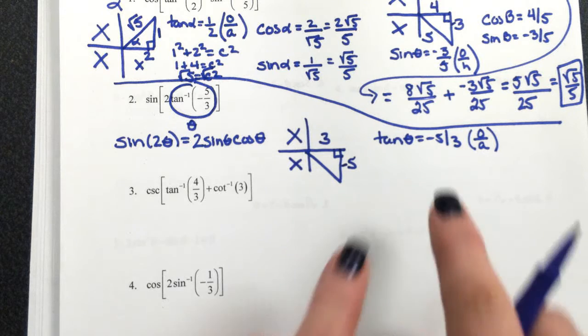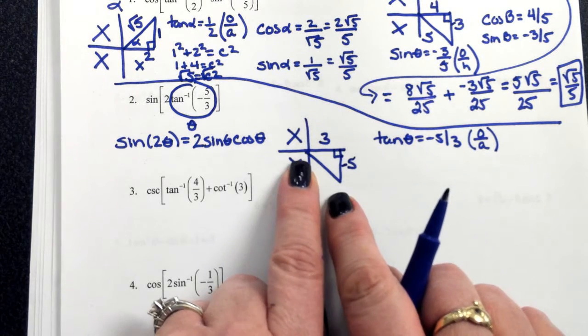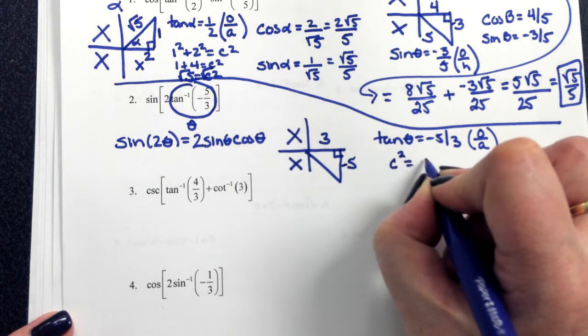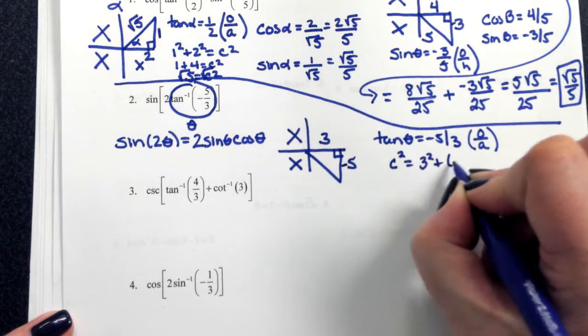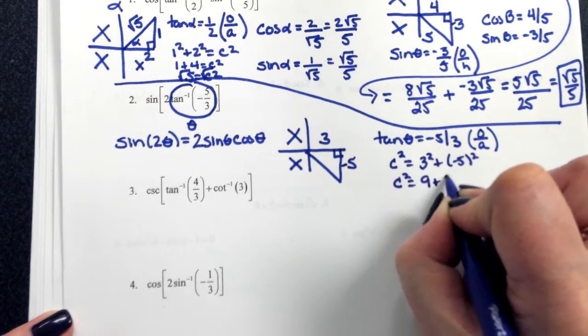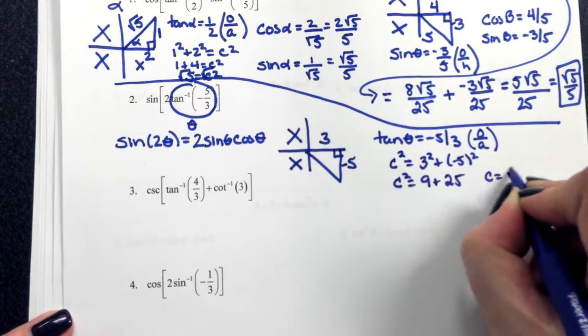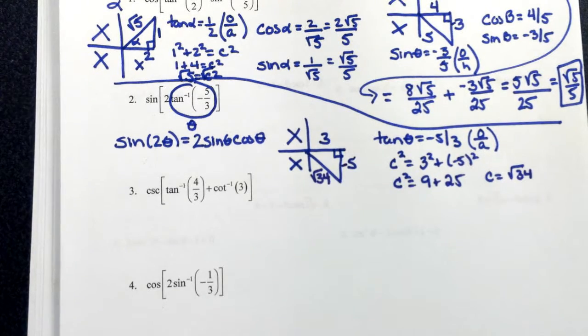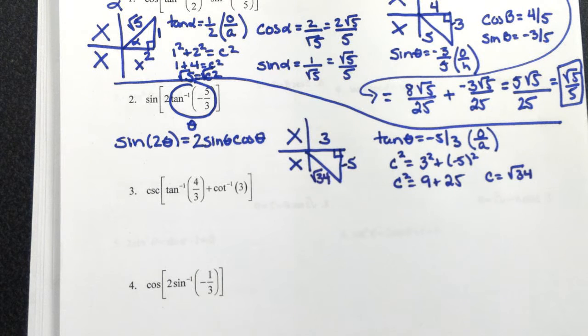So what theorem do we have to use here to find the hypotenuse? We have to use your Pythagorean theorem. So c squared is equal to 3 squared plus negative 5 squared. So we should end up with square root of 34. So any questions, guys, on how I labeled the triangle?